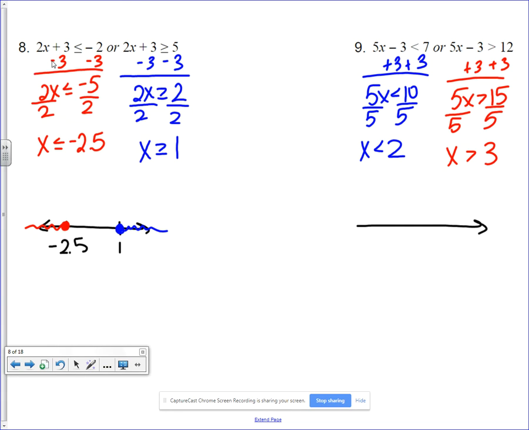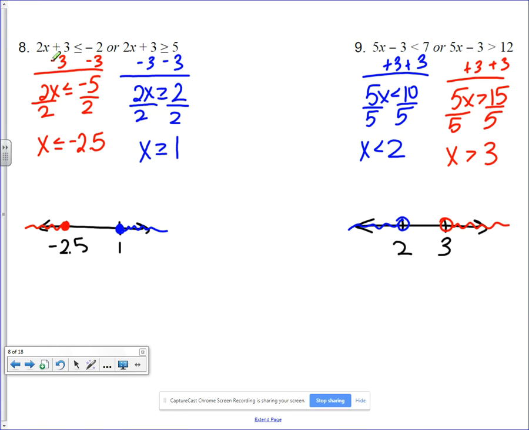Okay, which one goes on my number line first? Okay, what kind of circle on the 2? Which way am I going to shade? What kind of circle on 3? Which way am I going to shade? Is this an and or an or problem? Which means everything. Which means the only place there's not an answer is in the middle, because that's the only place that's not shaded.